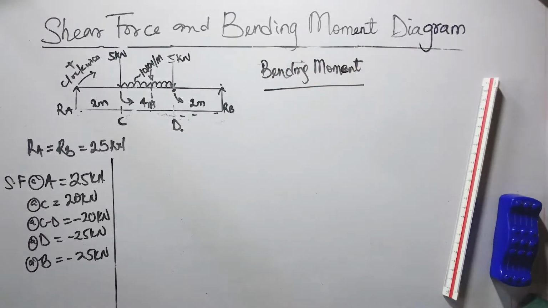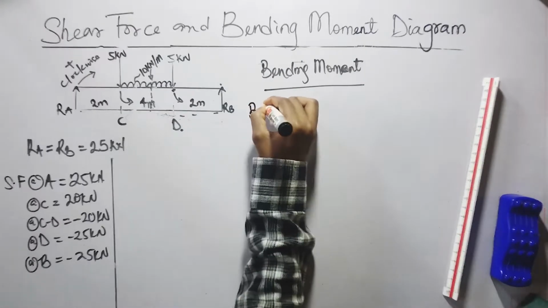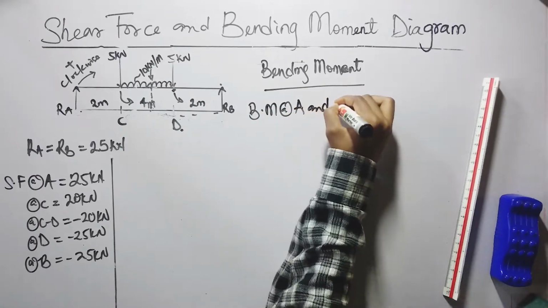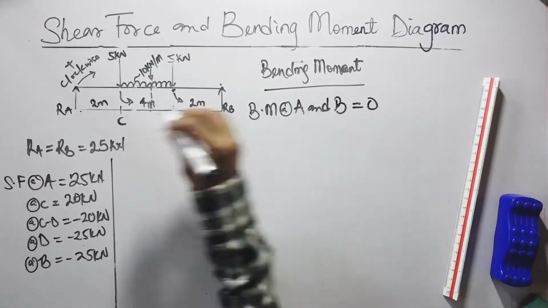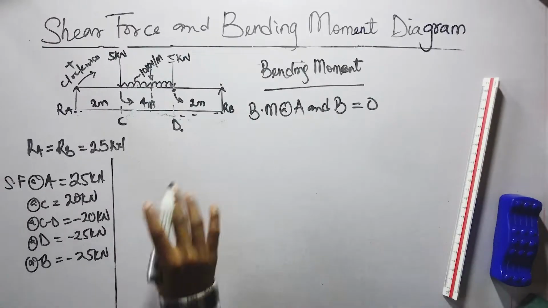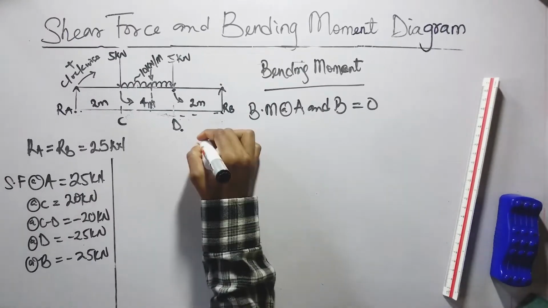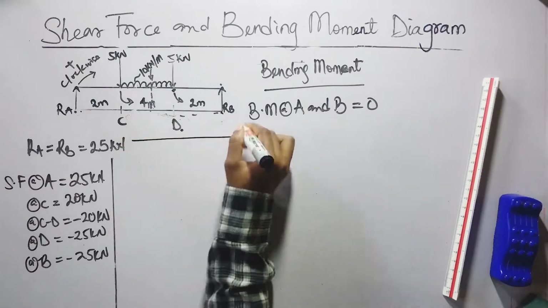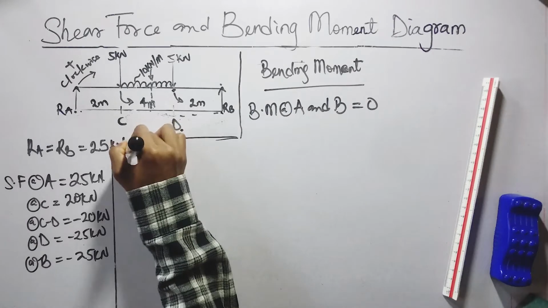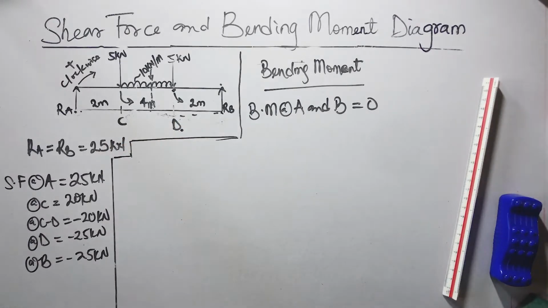So for a simply supported beam, bending moment at A and at B is always equal to 0. Now next is for us to get the bending moment at C. But I'm just going to quickly divide this so we know our boundaries. So bending moment at C.